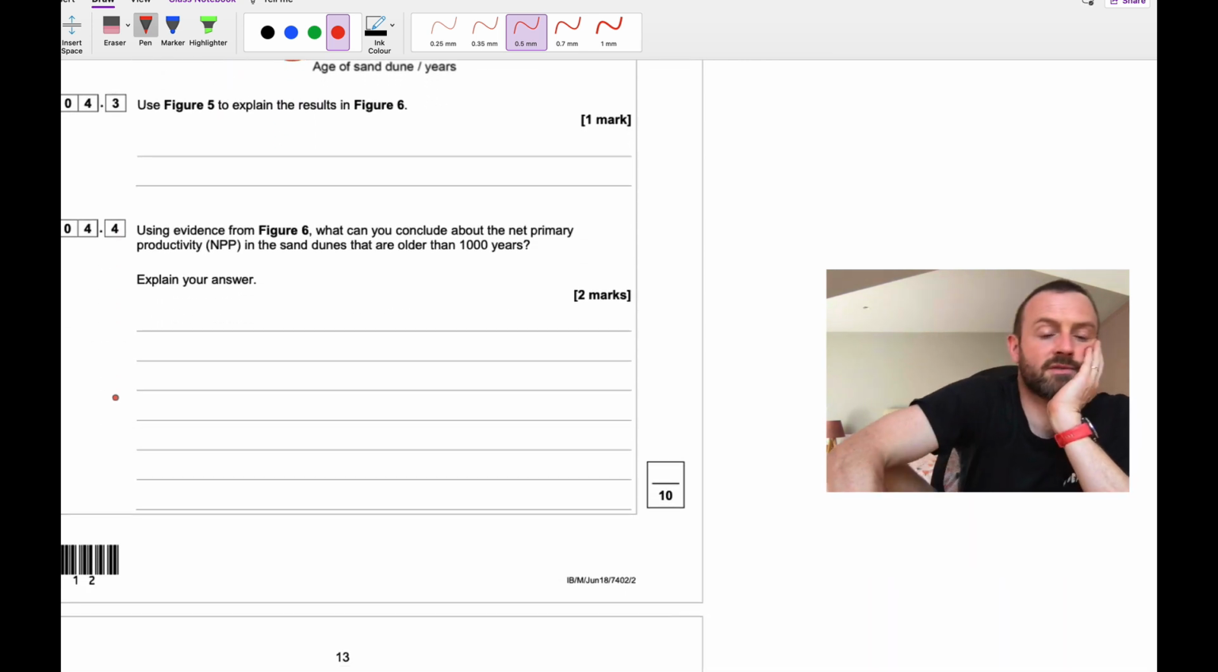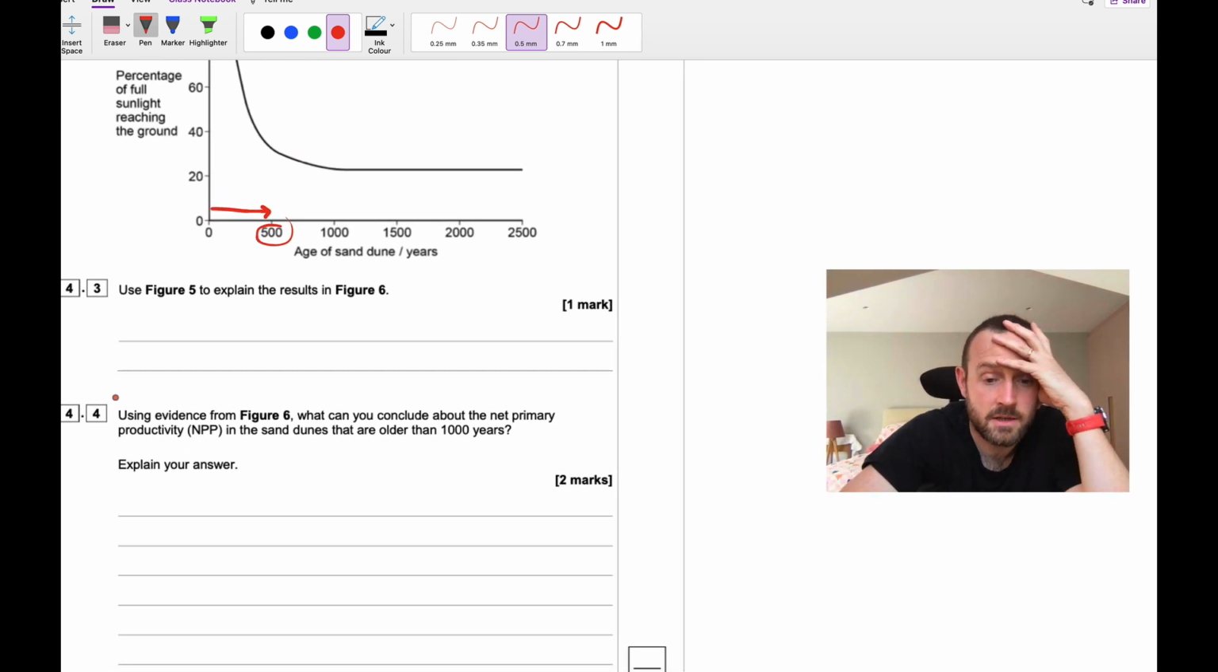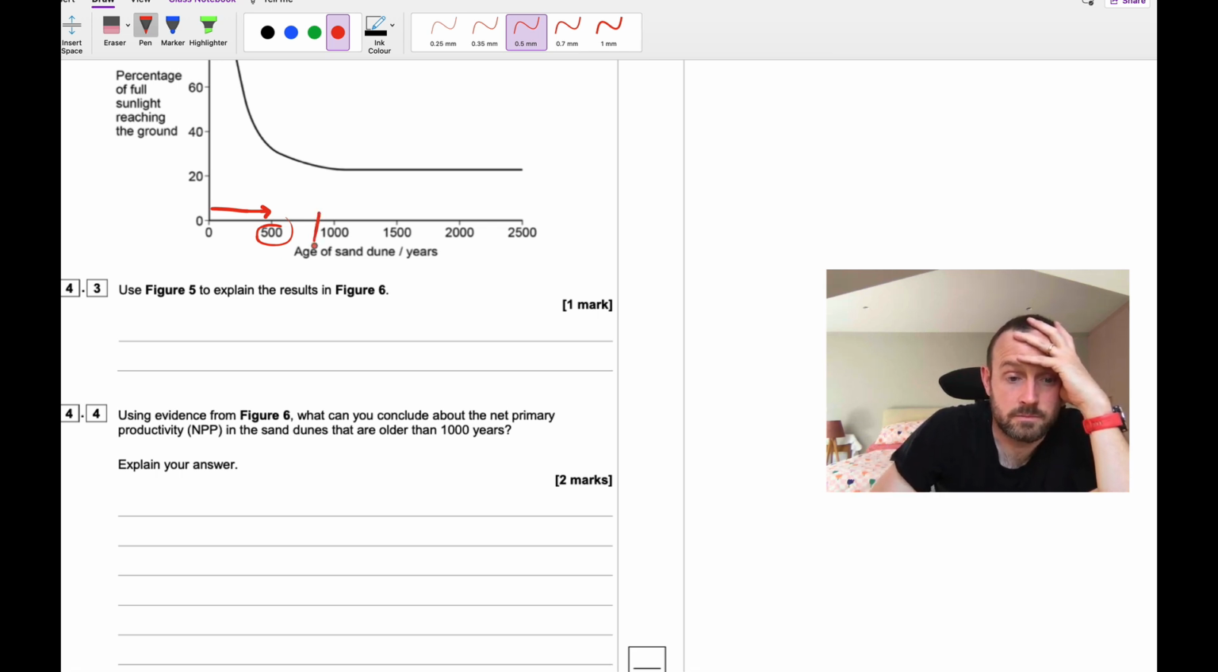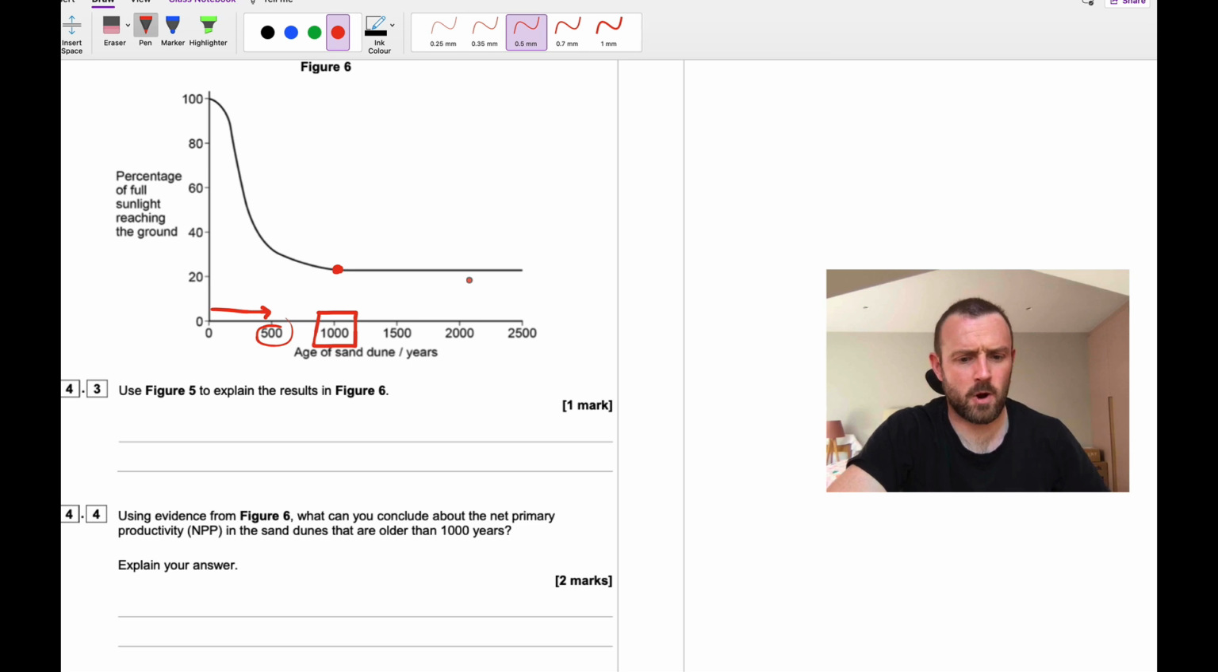4.4. Using evidence from figure 6, that's this one up here, what can you conclude about the net primary productivity, NPP, in the sand dunes that are older than 1,000 years? I don't know. Well, there's no change in the amount of sunlight reaching the ground after 1,000 years. This graph is flat. So I presume there must therefore be no change in the primary productivity.